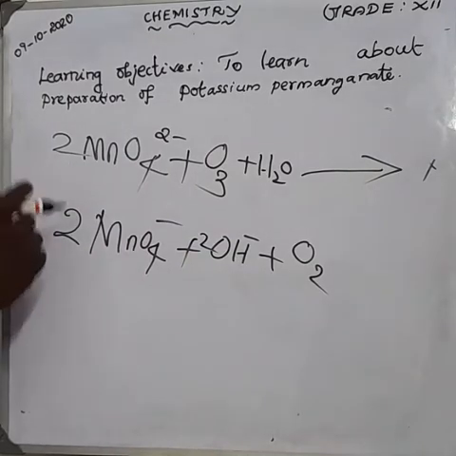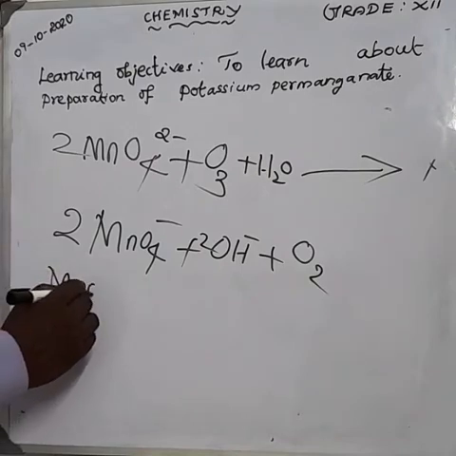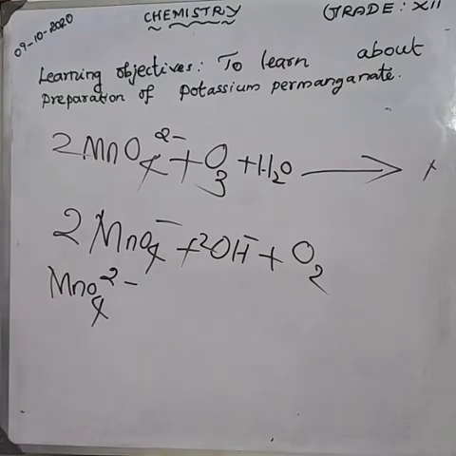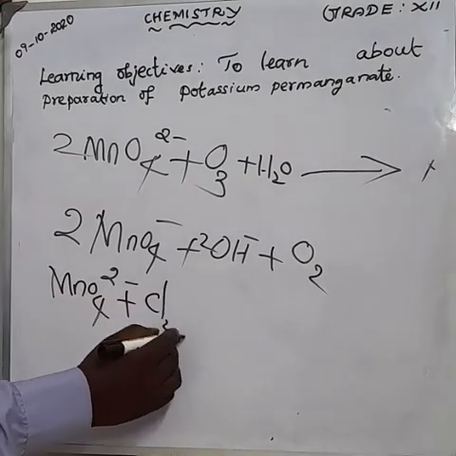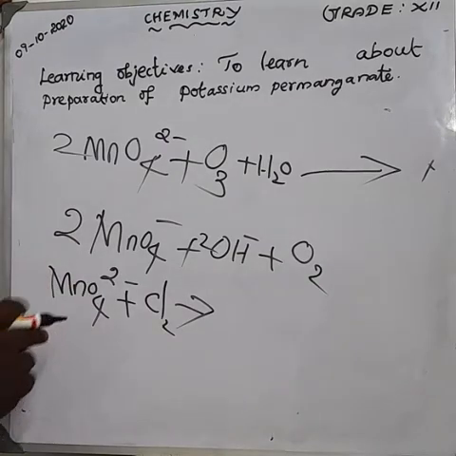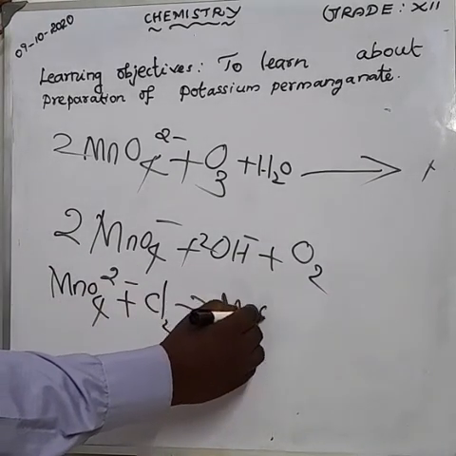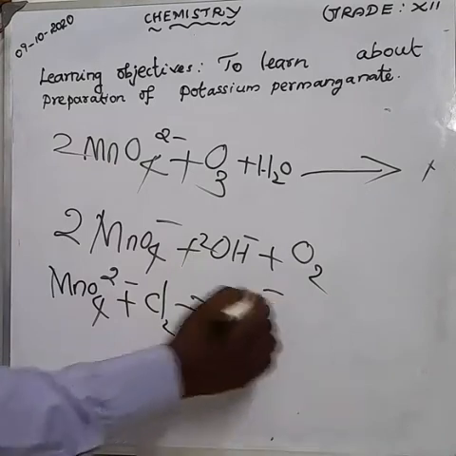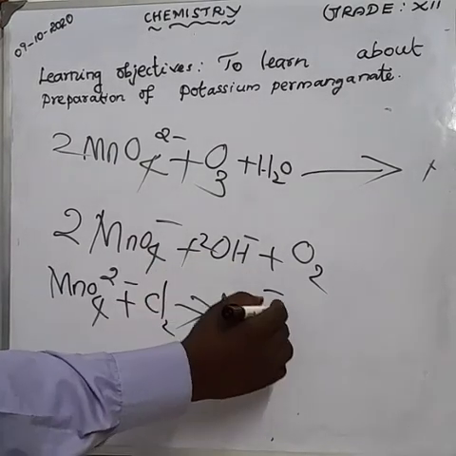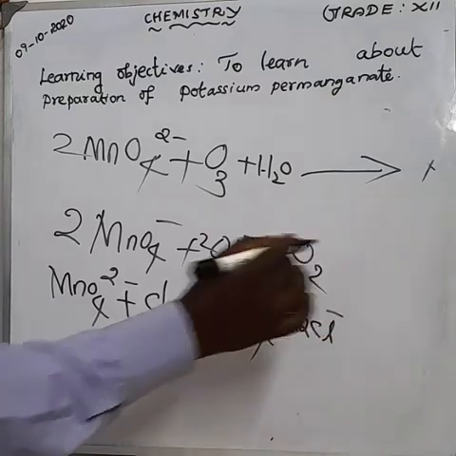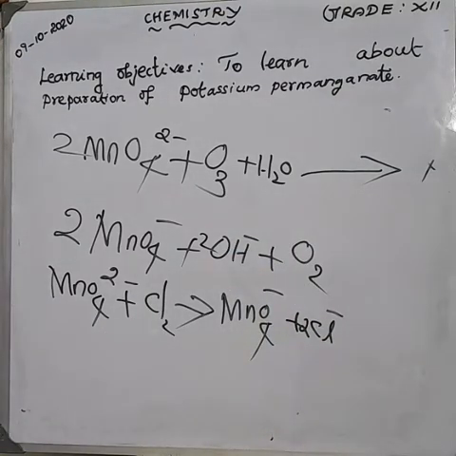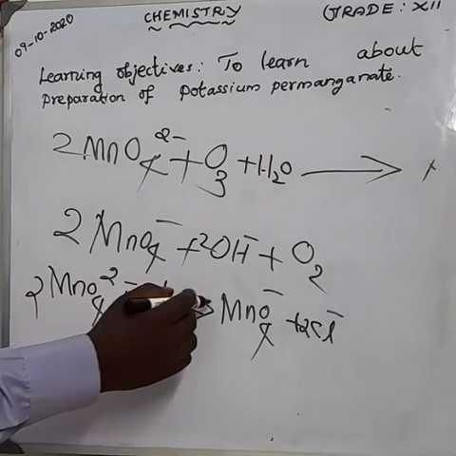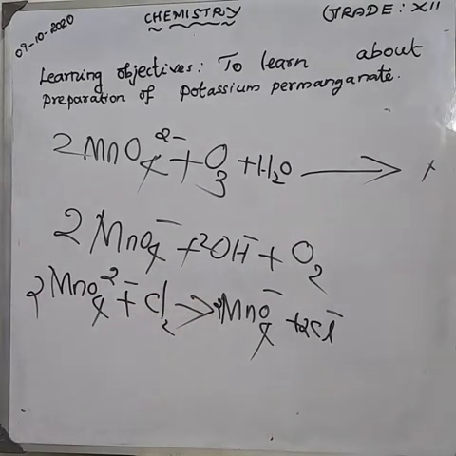The second step. Here, the manganate ion, MnO4 2 minus ion, reacts with chlorine. On reacting with chlorine, we get MnO4 minus ion, and also we get 2Cl minus ion. The chlorine is converted to chloride ion. Then how can you balance the equation? Take 2 here, 2 here. Now the equation is balanced. Can you write the two equations?